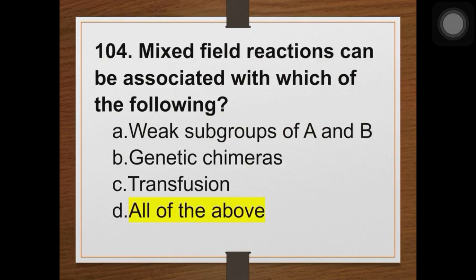Next, 104, mixed field reactions, some are agglutinated, others are not agglutinated, may be associated with which of the following? All of this, yung mga weak subgroup, chimerism, and post transfusion. Correct answer 104, letter D.